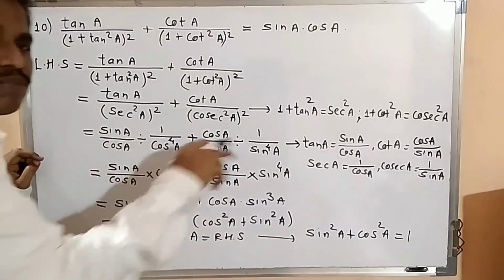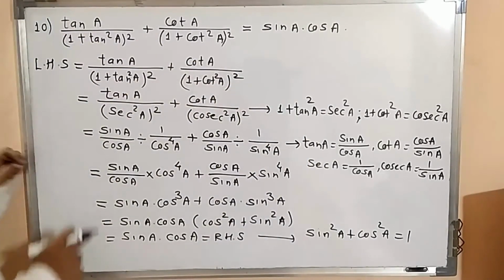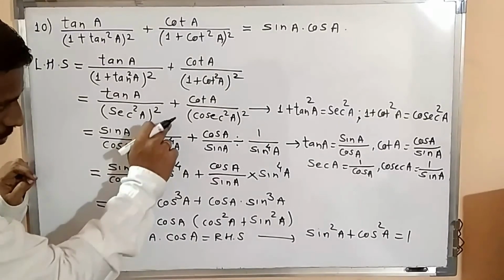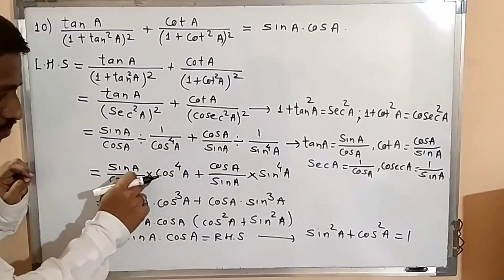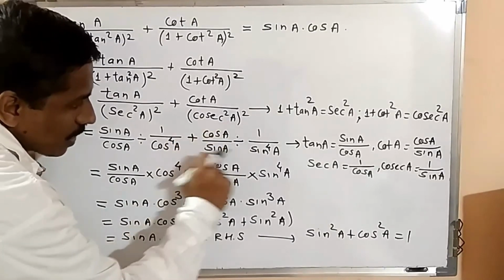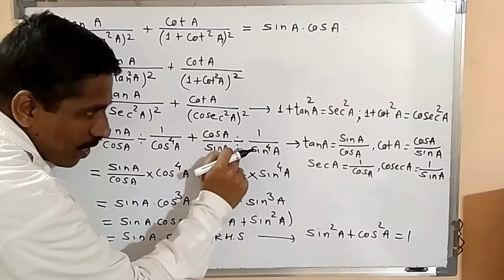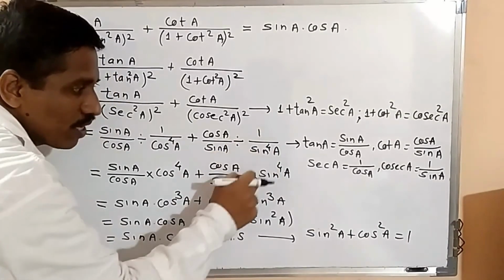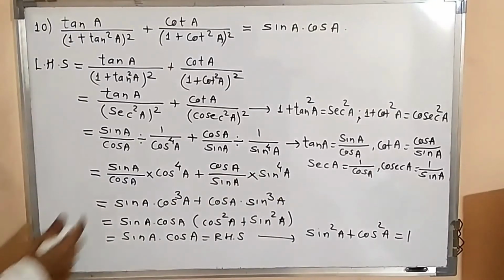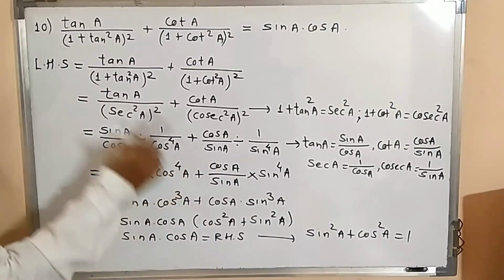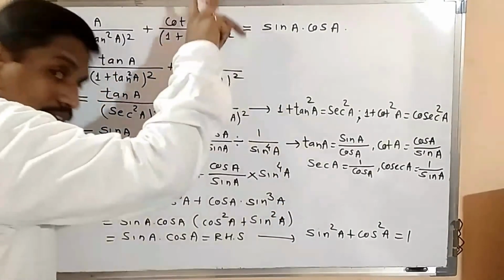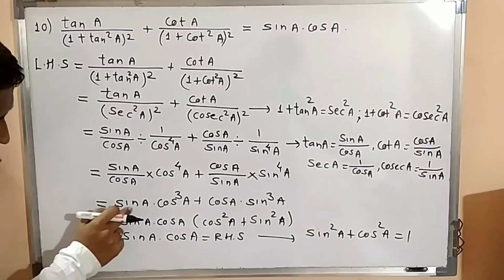We are dividing, it means we are multiplying by the inverse. So what will I get? This sin A upon cos A I will write as it is, divided by 1 upon cos raised to 4A, which is nothing but multiplying by cos raised to 4A. Plus this cos A upon sin A I will write as it is, dividing by 1 upon sin raised to 4A is nothing but multiplying by sin raised to 4A. One of the cos from cos raised to 4A will get cancelled with the cos in the denominator, and one of the sin from sin raised to 4A will get cancelled. What will I get?